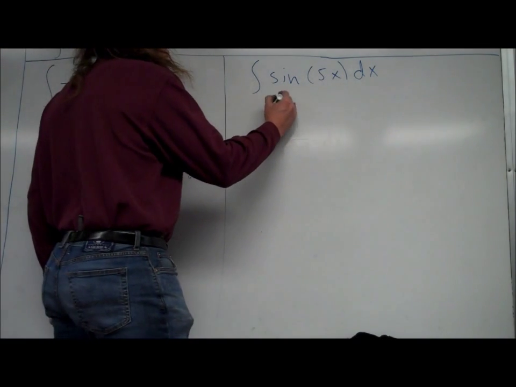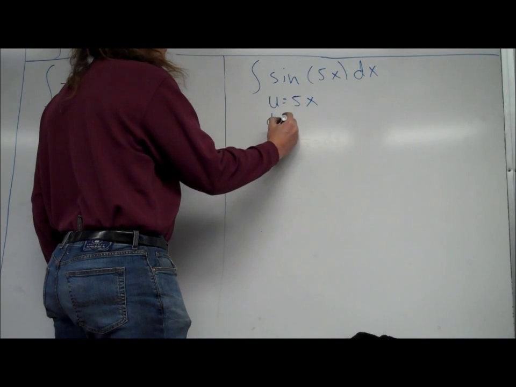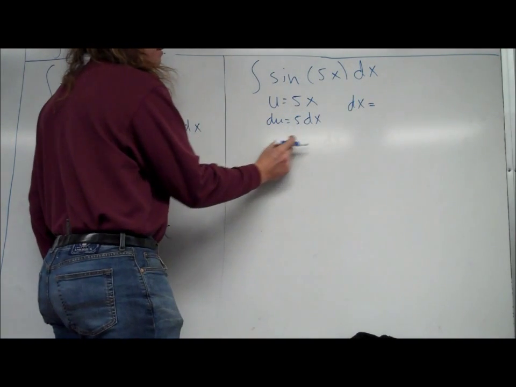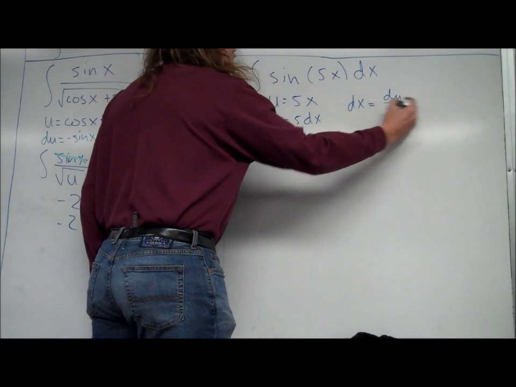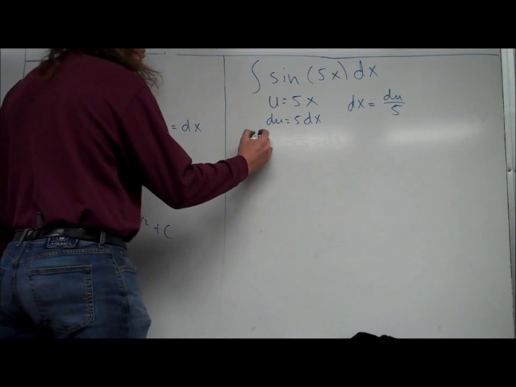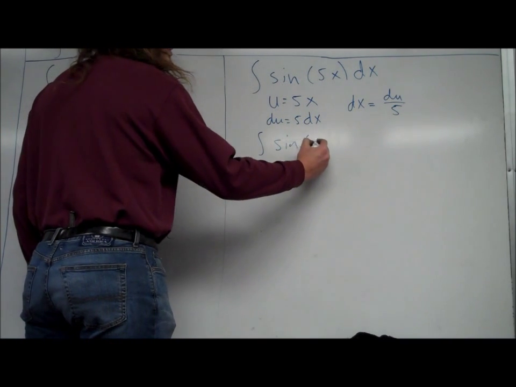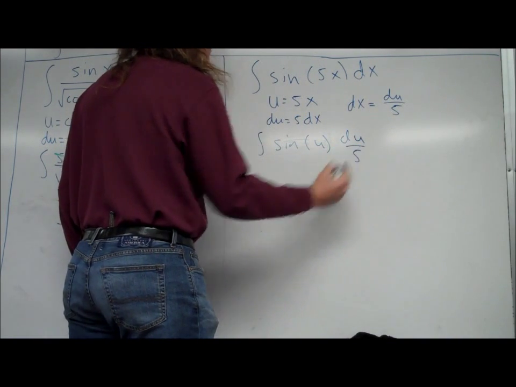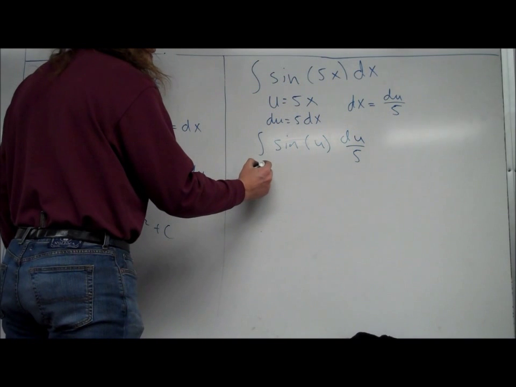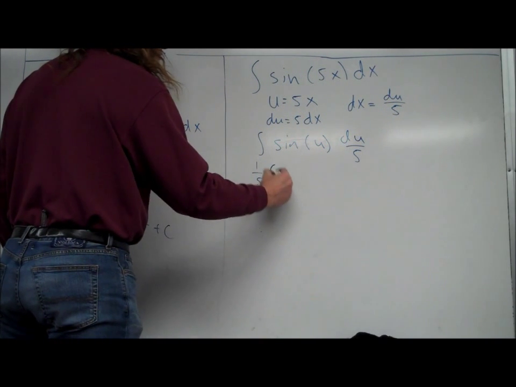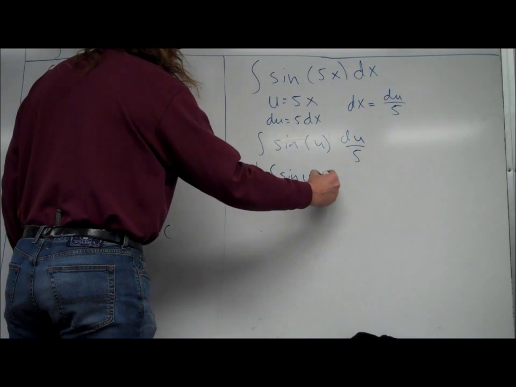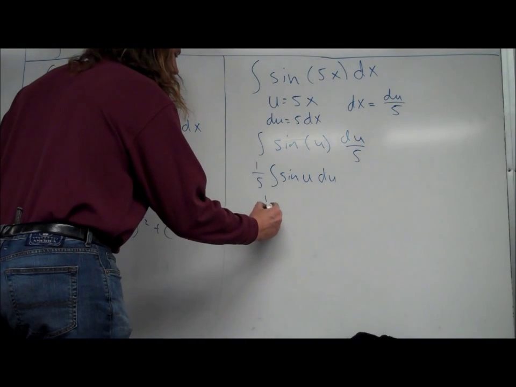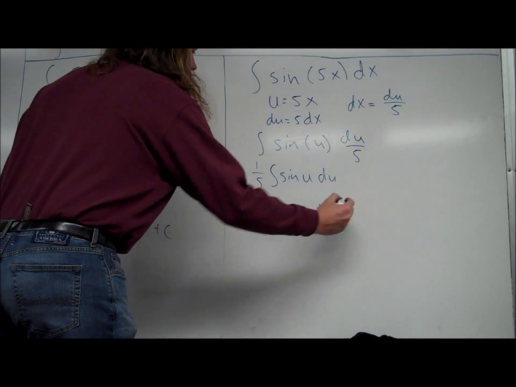So you can just let u equal 5x, and then du would equal 5 dx. Then by dividing by 5, I get dx is equal to du over 5. So I make my substitution. I've got the integral of sine of u, and where I see dx, I'm going to replace it with du over 5. So now I've got a pretty simple integral here. I'm going to pull that 5 outside as a 1/5. The antiderivative of sine is negative cosine, so it's going to be negative 1/5 cosine of u plus c.